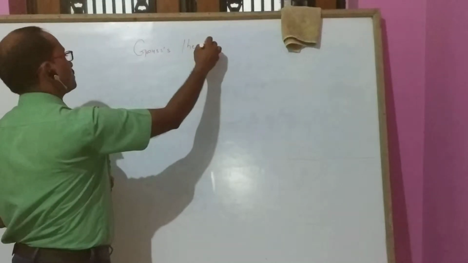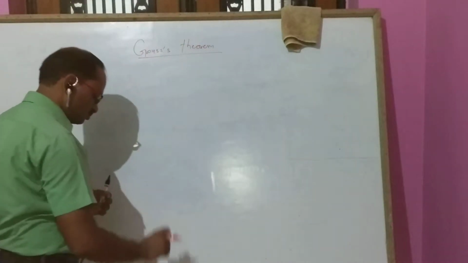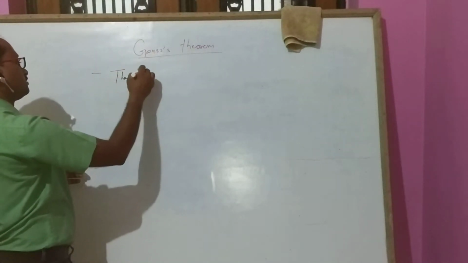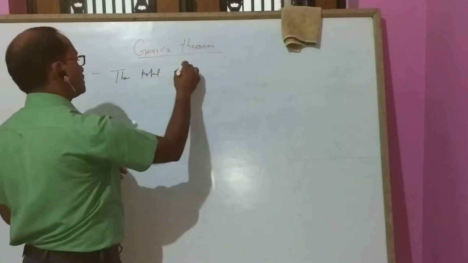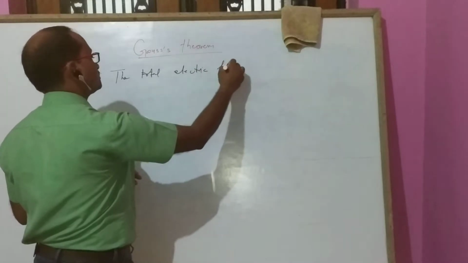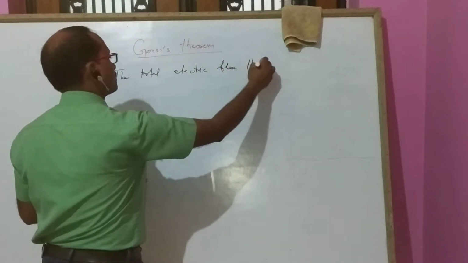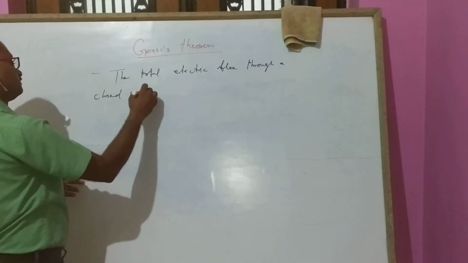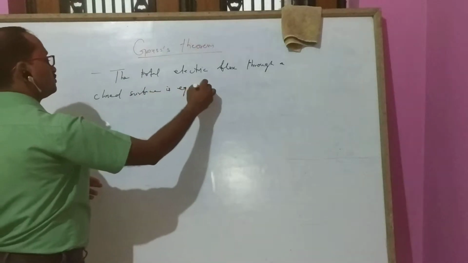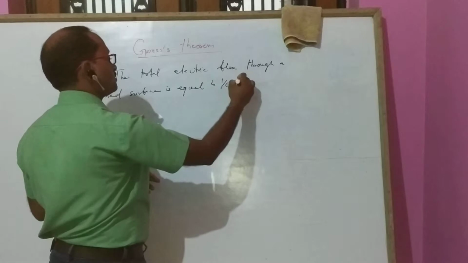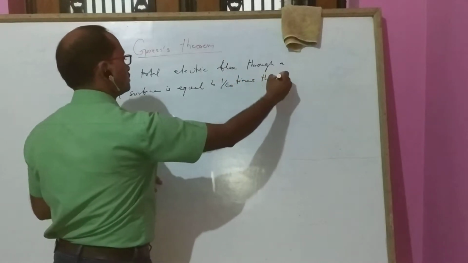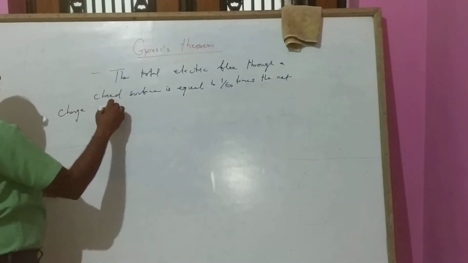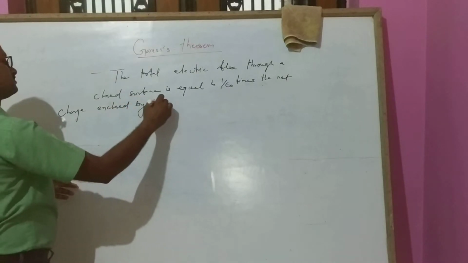Gauss's theorem. The statement of Gauss theorem, as you know, is that the total electric flux through a closed surface is equal to 1 by epsilon naught times the net charge enclosed by the surface.